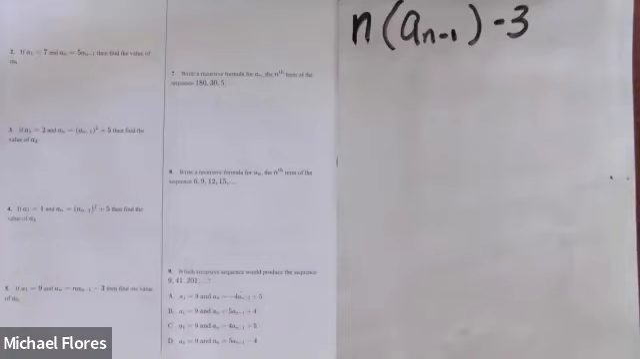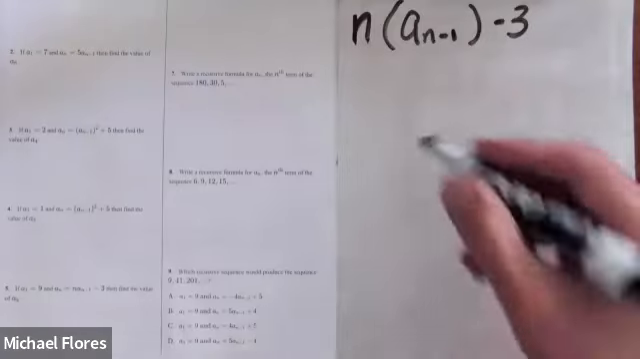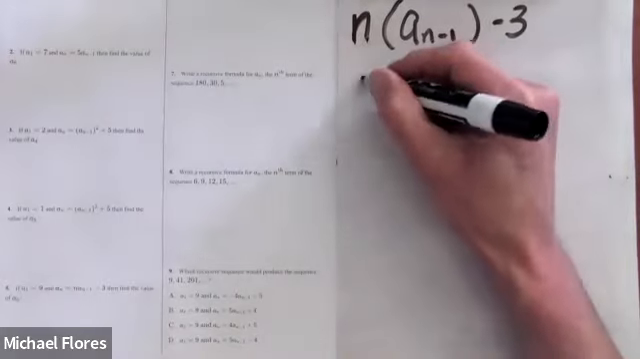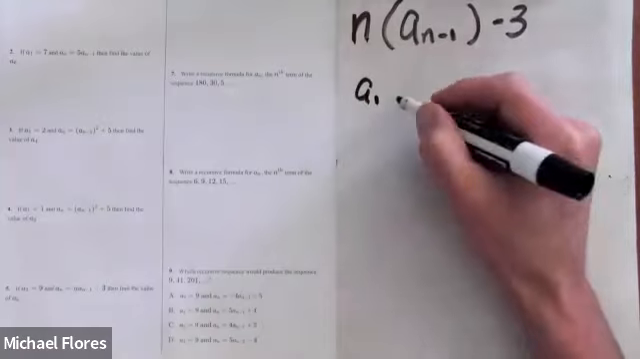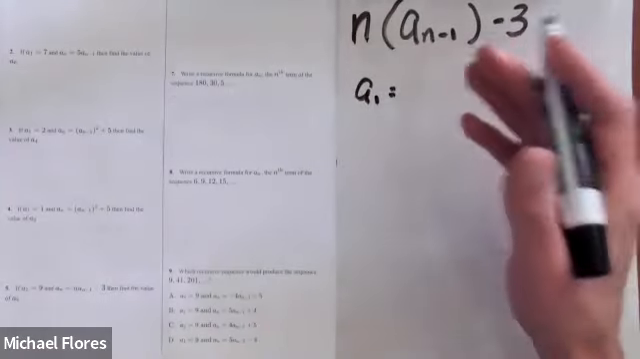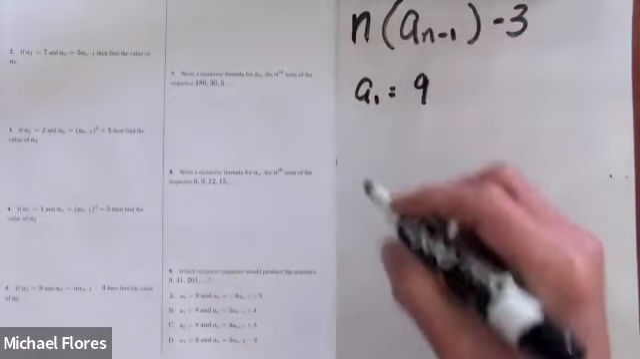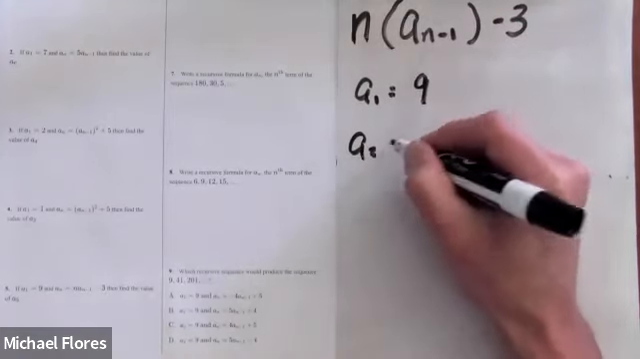Now we get to example 5 where they're introducing something new. I've rewritten the formula here just to hopefully make it stand out a little bit more. We want to start the same way as we have up to this point. They tell us a subscript 1, the very first term in this series is 9. We're finding the fifth term.